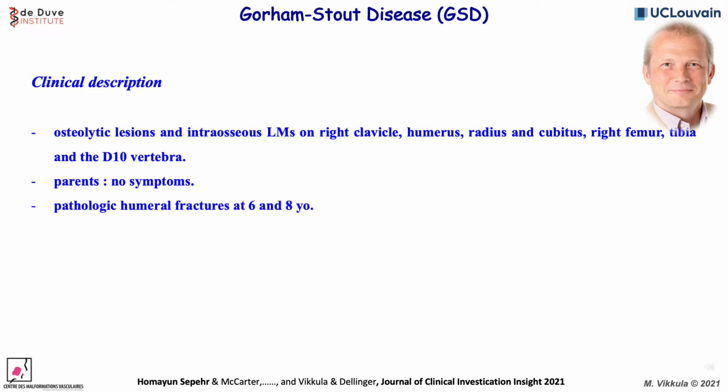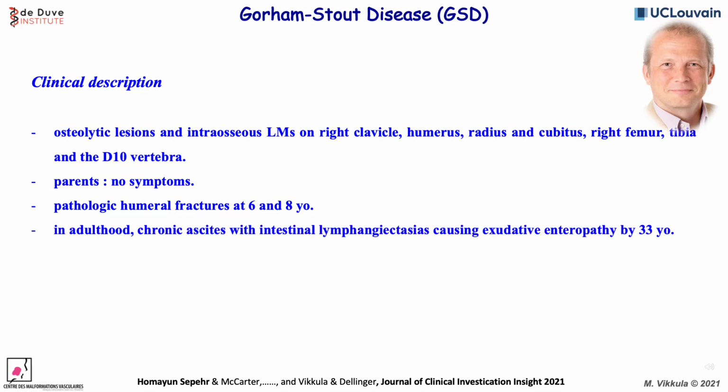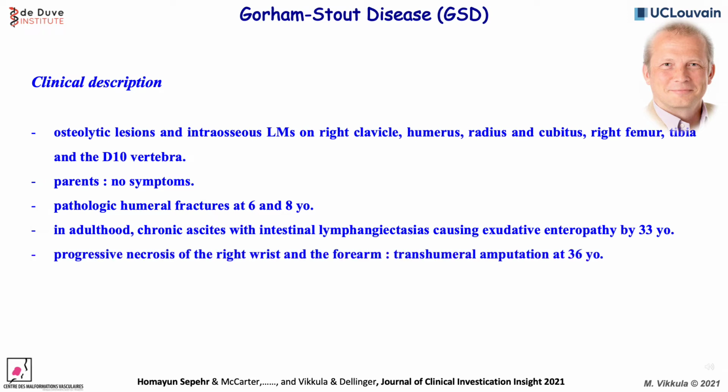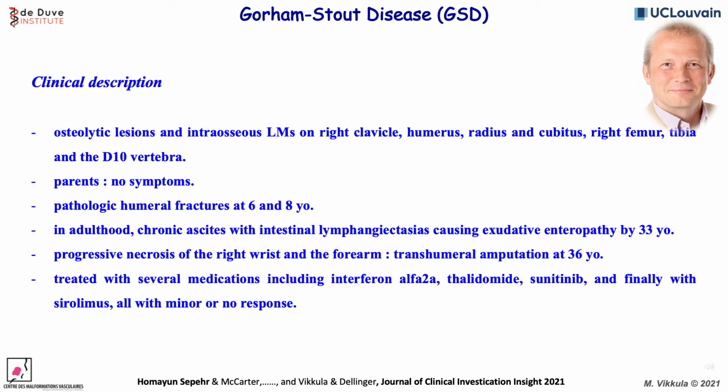Pathologic humeral fractures occurred at 6 and 8 years of age. In adulthood, chronic ascites with intestinal lymphangiectasias that caused exudative enteropathy at the age of 33 years. She also had progressive necrosis of the right wrist and the forearm, which led to transhumeral amputation at the age of 36 years. She was treated with several medications, including interferon alpha-2a, thalidomide, sunitinib, and finally also with sirolimus, but none of them really had an important effect. She unfortunately passed away because she developed a fulminant sepsis at the age of 37 years.